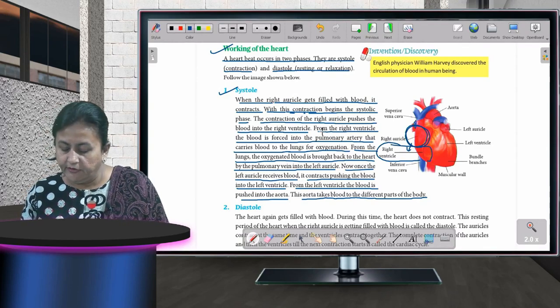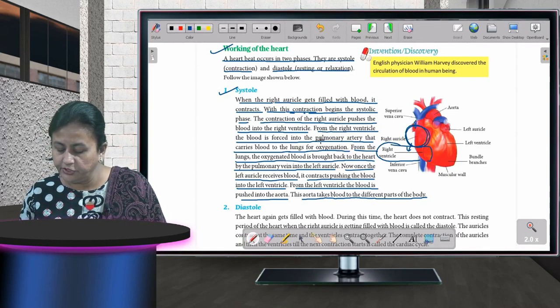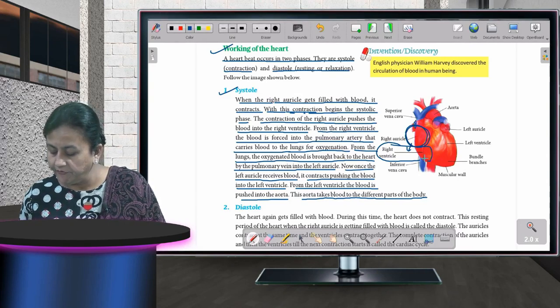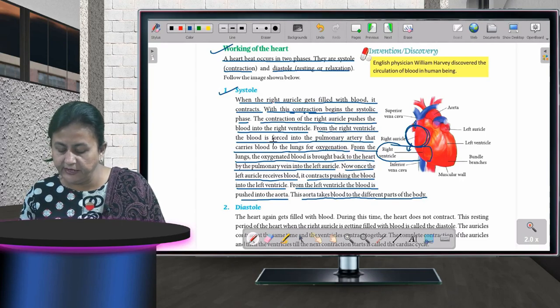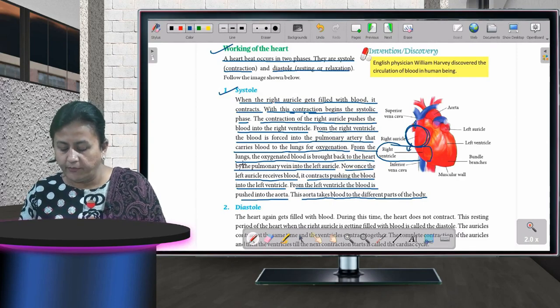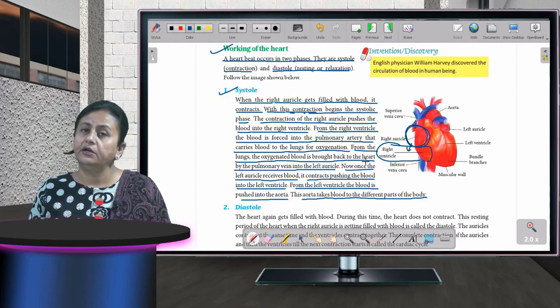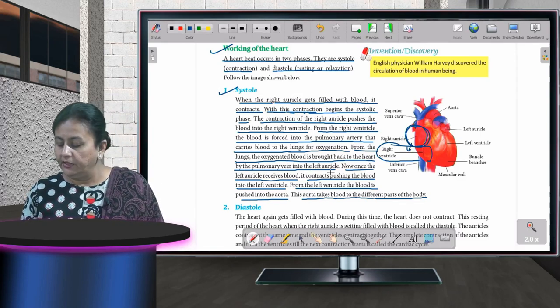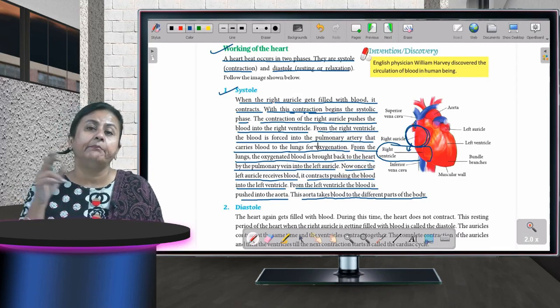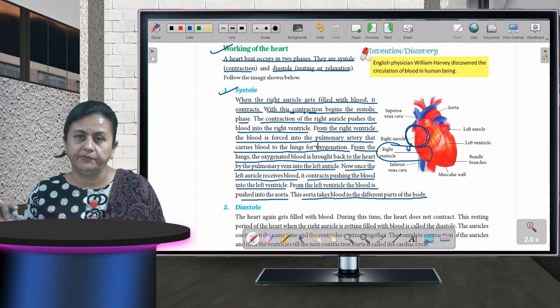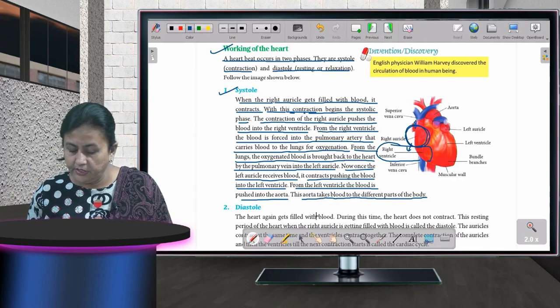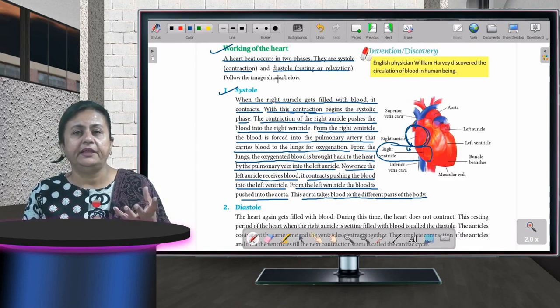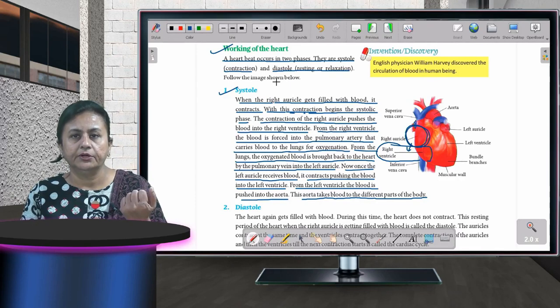Fine, children. From the right ventricle, the blood is pushed into the pulmonary artery. And from here, where is it going? From the right ventricle, the blood is forced into the pulmonary artery that carries blood to the lungs for oxygenation. From the lungs, the oxygenated blood is brought back to the heart by the pulmonary vein into the left auricle. All this is happening in the 4 chambers of the heart only. So systole is the place where contraction is going on.